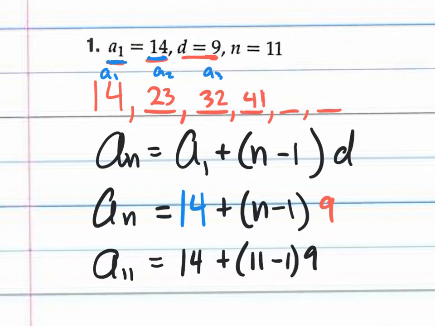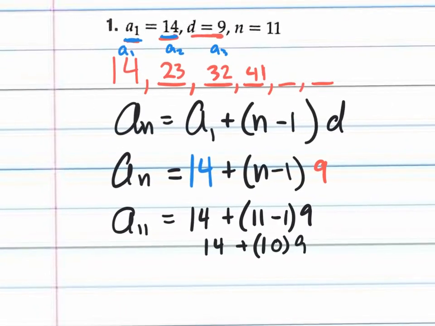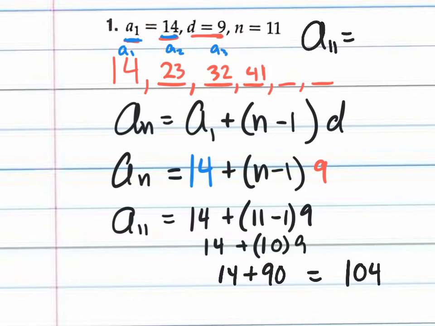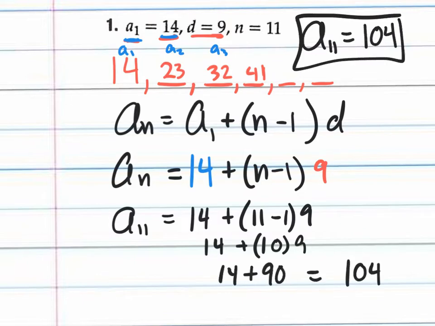Okay, so we don't have to distribute anymore. Parentheses first, 11 take away 1, that's 10. So we have 10 times 9 plus 14. So what is 10 times 9? 10 times 9 is 90, and 90 plus 14 equals 104. So the a sub 11th term is 104. So they're asking us to find the 11th number. We just did that. We found the 11th number.